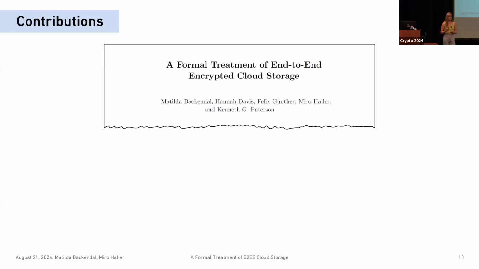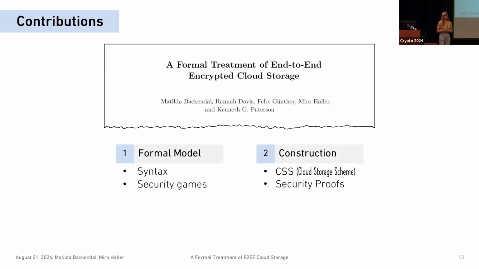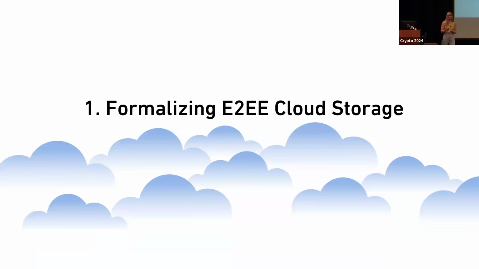In this work, we provide the first complete cryptographic model of end-to-end encrypted cloud storage. We also define game-based security notions to capture the expected integrity and confidentiality guarantees against a compromised or malicious cloud storage provider. Finally, we proposed the first provably secure construction, which we named CSS for Cloud Storage Scheme. If anyone has more creative name suggestions, please come find us. So let's have a look at our framework, starting with the syntax.